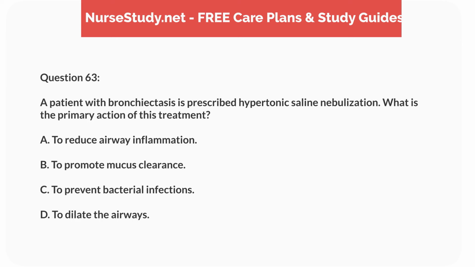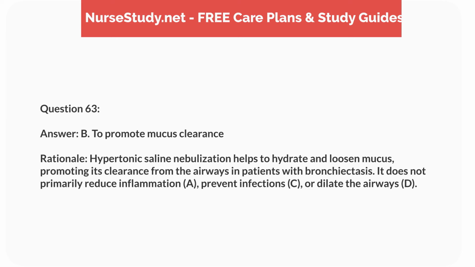Question 63. A patient with bronchiectasis is prescribed hypertonic saline nebulization. What is the primary action of this treatment? A. To reduce airway inflammation. B. To promote mucus clearance. C. To prevent bacterial infections. D. To dilate the airways. Answer: B. To promote mucus clearance.